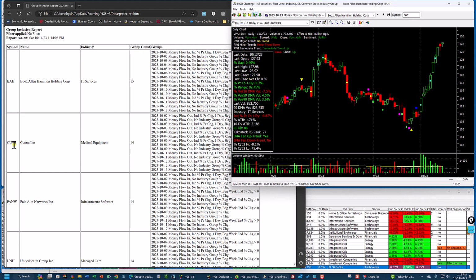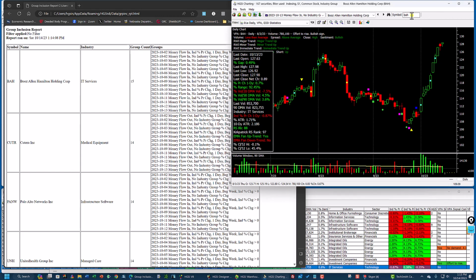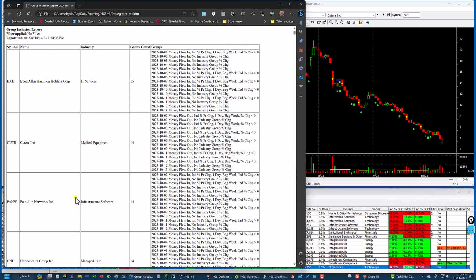Now let's look at Cutera, which is money flow out. This is on the 2nd, so CUTR. And you can see this has been going down for a long time. Now here is the 2nd right here. So we're going to extend this a month and see how long this one's been showing up. CUTR. Palo Alto Networks, money flow in. This was from the 2nd.